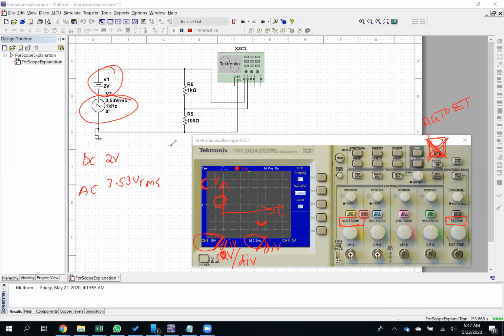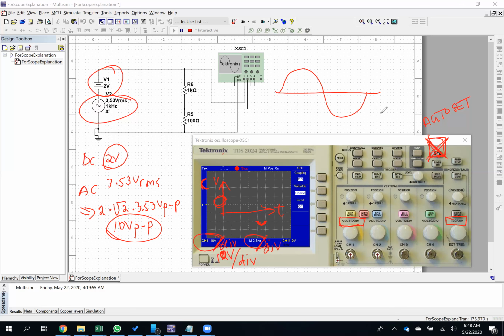To think about how much room I might need on the scope screen to display it, I want to convert that to peak-to-peak voltage. So this is equivalent to 2 times root 2 times 3.53 volts peak-to-peak, which is 10 volts peak-to-peak. Okay, so we're expecting to see a waveform that is 10 volts peak-to-peak with a 2 volt DC offset, right? And what does that mean? It means our AC waveform is a sine wave. It's 10 volts from here to here.